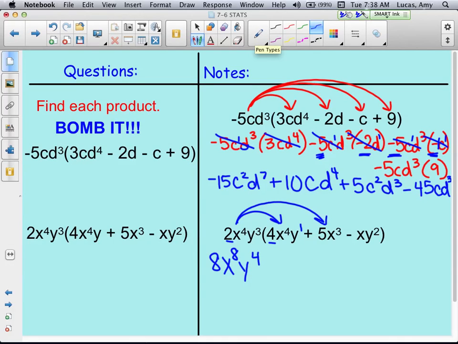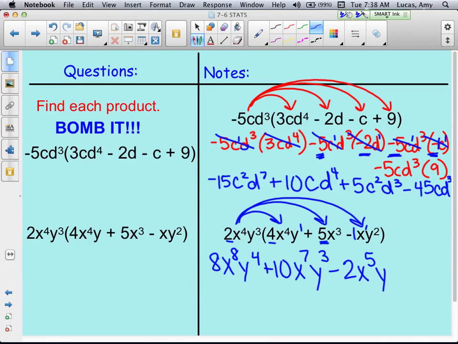If I move down to my second term, 2 times 5 is 10. I have 4 x's and 3 x's, so x to the 7th, and then y to the 3rd. I'm done with that term, and then move down to the last one. 2 times negative 1 is negative 2. I would have 5 x's because there's 1 here, and then 5 y's. So I'm multiplying my coefficient numbers, and I'm adding the exponents as long as the variables are the same. And that's the shortcut instead of expanding.